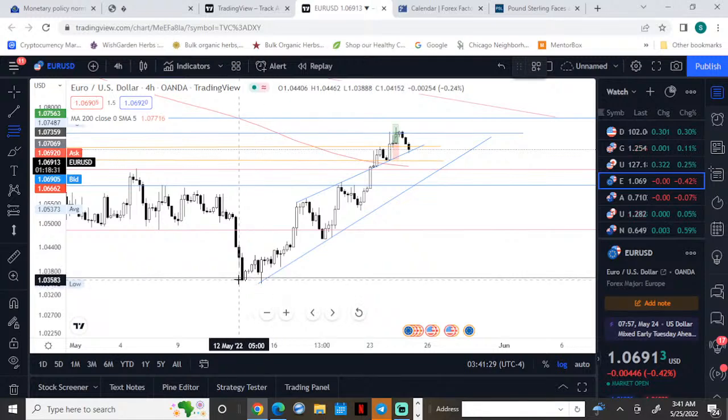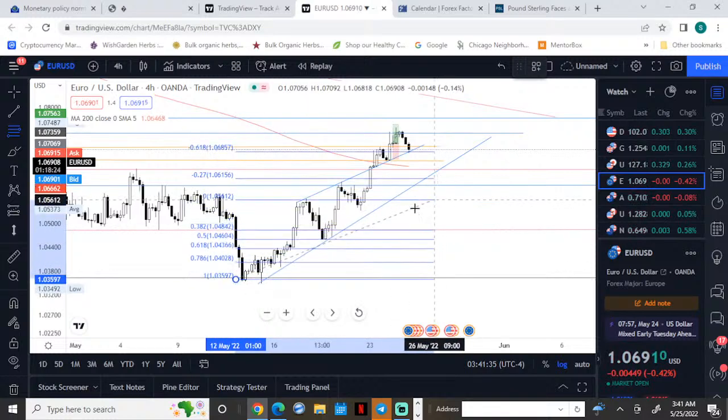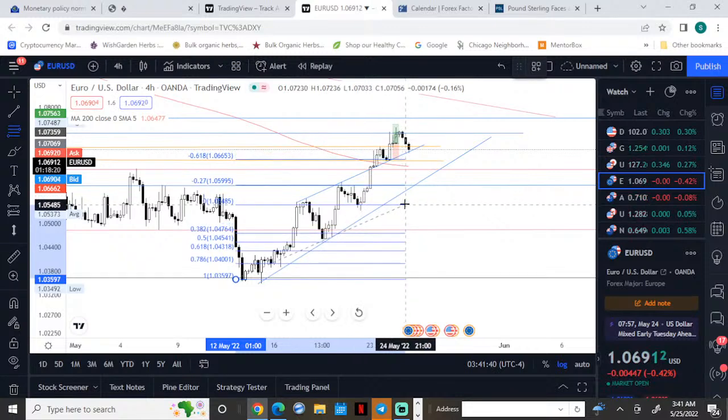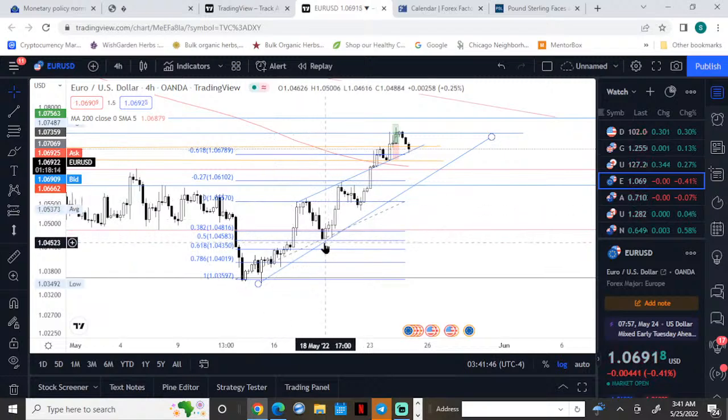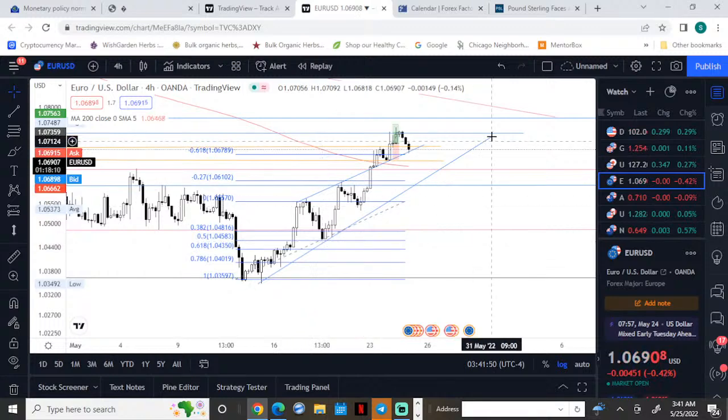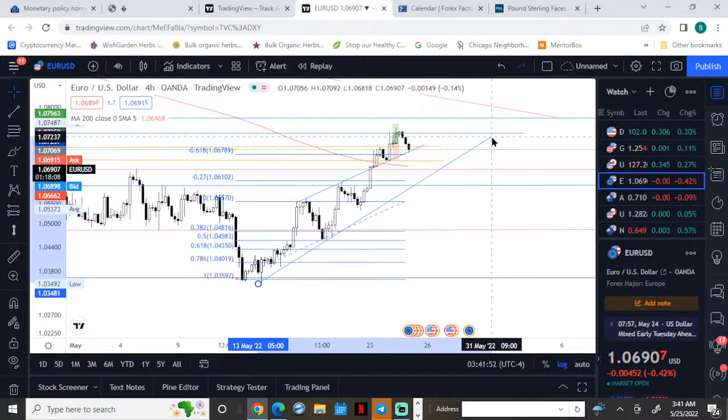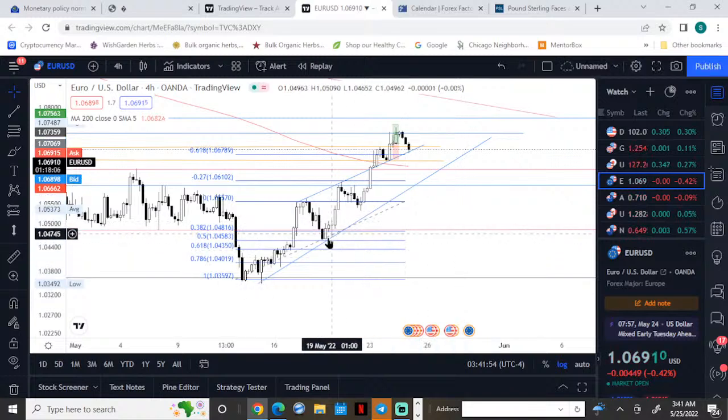Got a double bottom here. This is my low, that's my point A. We got a pullback here, that's my point B. Just dragging it over. So we got point A, point B, point C. Price pulled back to the 50%, which did line up. I'm going to move this up just a little bit. Okay, which did line up with the 50%.